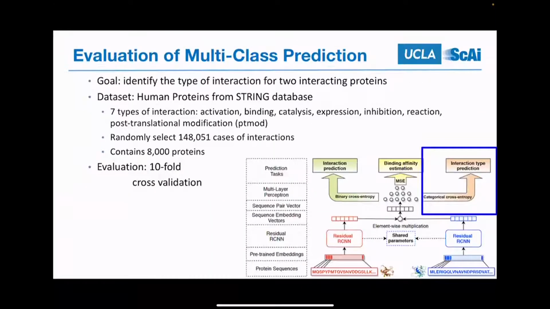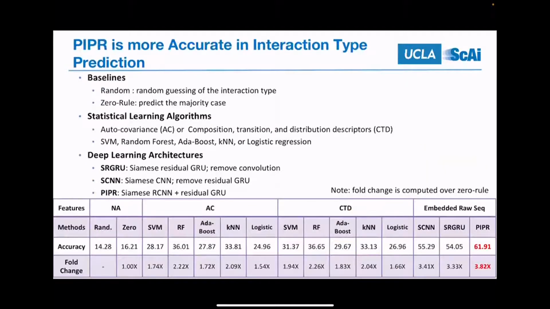So in terms of the multi-class prediction, here we want to predict the interaction type. There are 7 different types I listed here. And you can see that, again, we compare with a group of different approaches, those baselines, basically either majority or random, and also statistical learning approach, and also deep learning approach. And we group them into the 3 big categories.